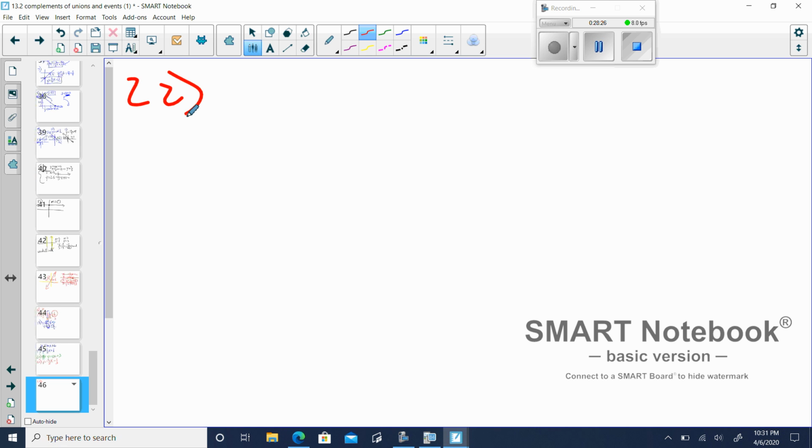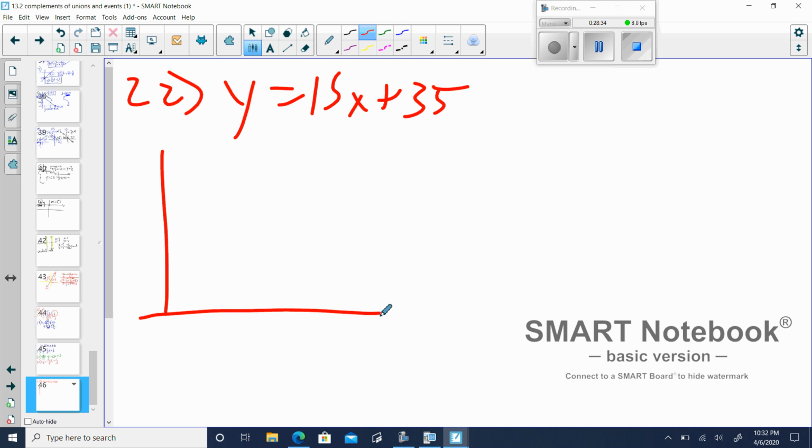Okay, graph and then interpret the slope and y-intercept. So we have y equals 15x plus 35. So the graphing part's going to be easy. Start out at 35, go up. So plus 15, so 50, and then 65. All right. Interpret the slope and y-intercept.